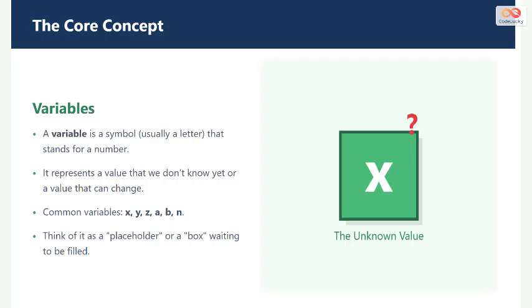The most important concept in algebra is the variable. A variable is simply a symbol, usually a letter like x or y, that acts as a placeholder for a number. It represents a value that we do not know yet, or a value that can change. Think of it like a mystery box. The letter x is just a label on the box, waiting for us to figure out what number is inside.